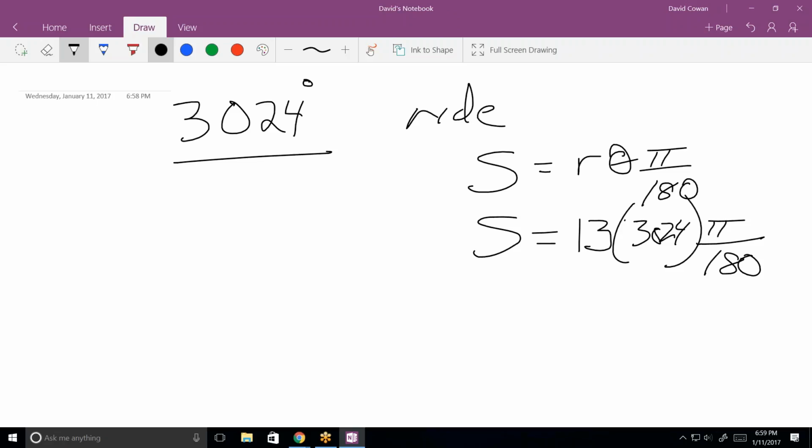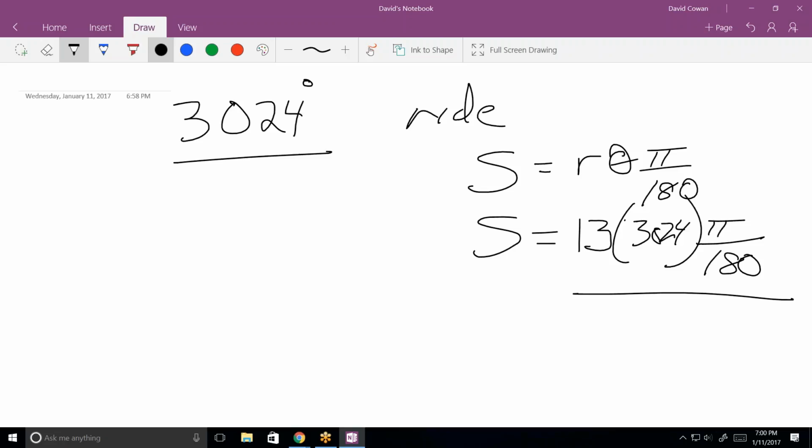I'll bet you that ends up being a whole number. 13 times 3024 divided by 180. Don't put your pi in when you're doing this on a calculator, leave pi out and add it at the end. You never really want to convert pi to a decimal. You're approximating it if you do. And if you want the exact distance that the rider rides, then you want to leave it as pi.